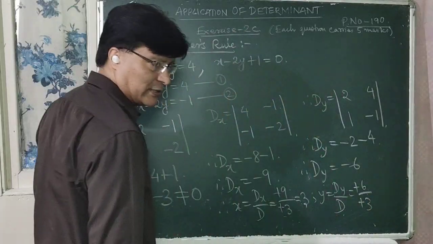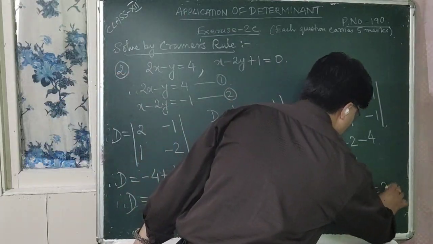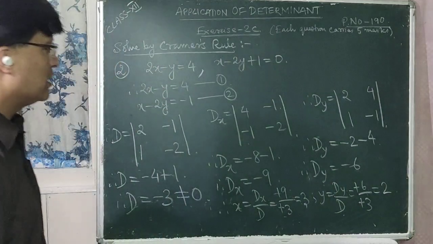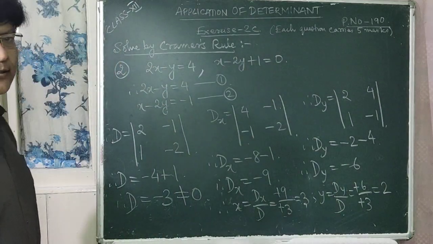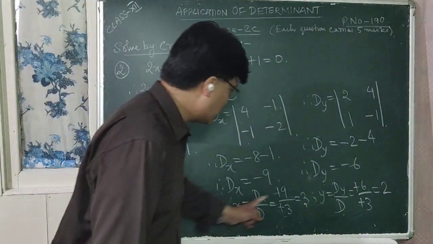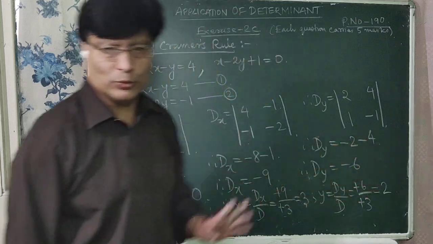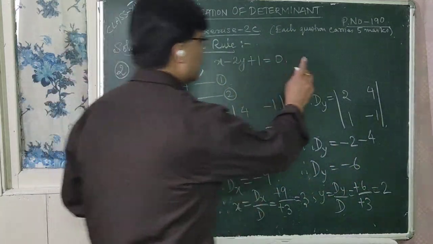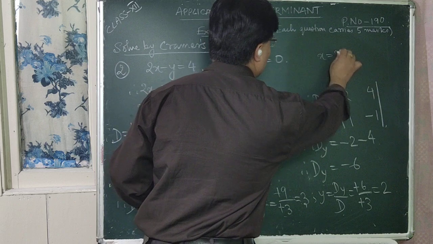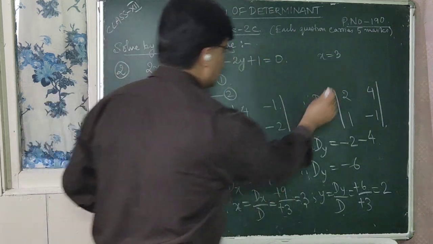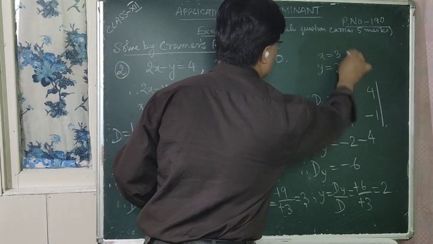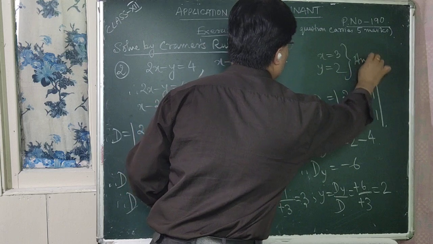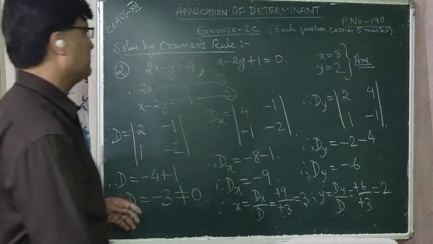Minus minus gets cancelled. So 3 2s are 6. So which are the answers in this case? x is equal to 3 and y is equal to 2. So I will write down the answers here. x is equal to 3 and what is the value for y? y is equal to 2. So these are the answers.